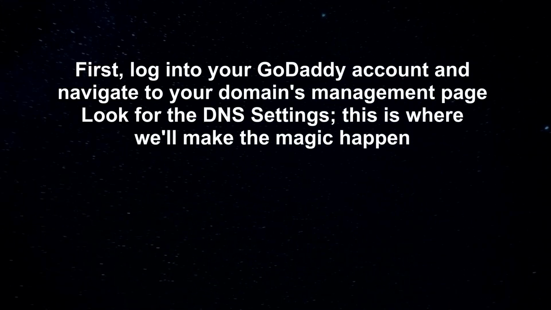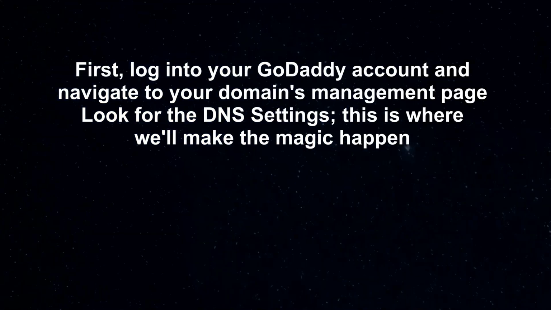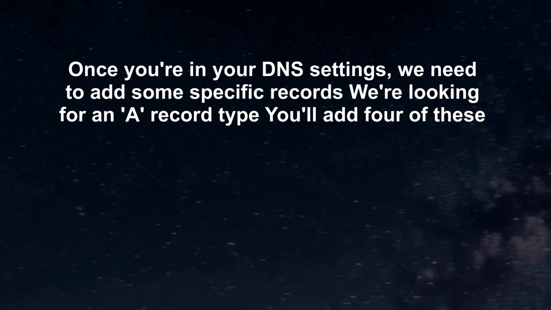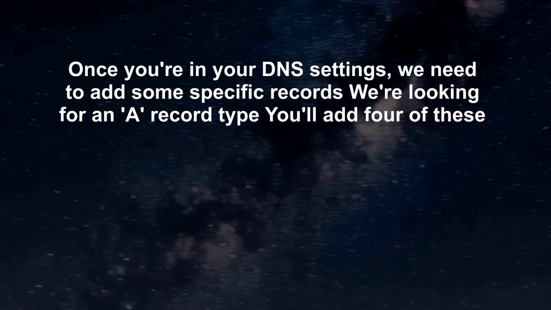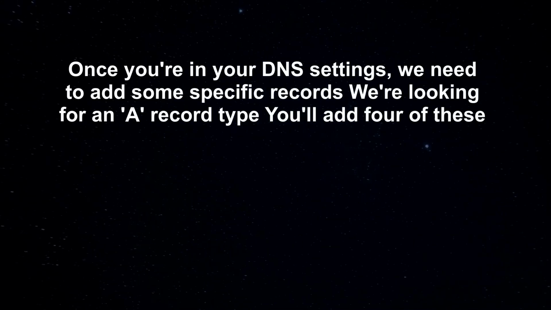First, log into your GoDaddy account and navigate to your domains management page. Look for the DNS settings. This is where we'll make the magic happen. Once you're in your DNS settings, we need to add some specific records. We're looking for the A record type. You'll add 4 of these.